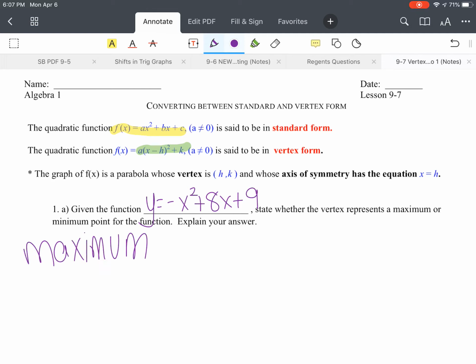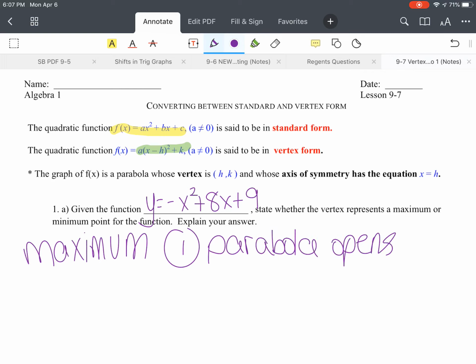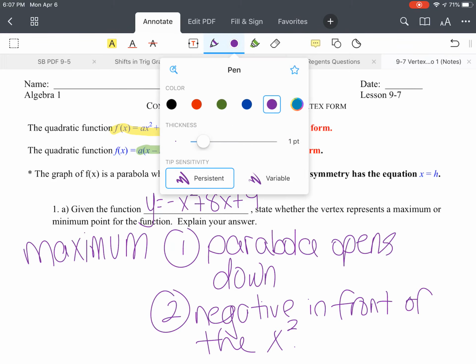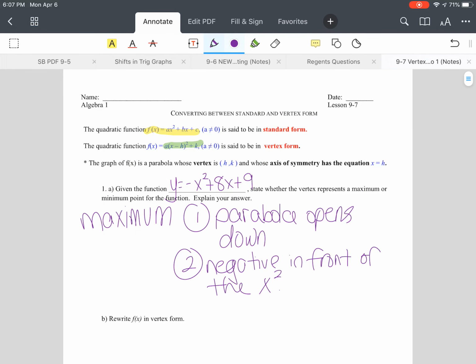And you have two choices for your answer, and I'll write them both. You can either say it's a maximum because the parabola opens down, or you could say it's a maximum because there is a negative in front of the x squared. So whenever you have a negative, whether it's just a negative or a -2 or -3 or -5, that means that your parabola is going to open down and that it is a maximum. Okay, now it's asking us to rewrite it in vertex form.